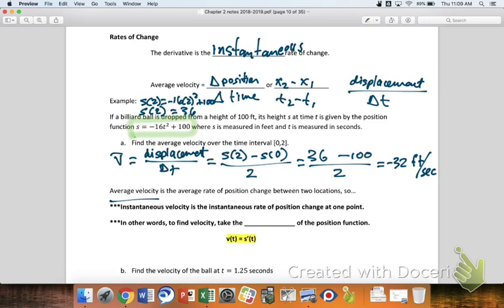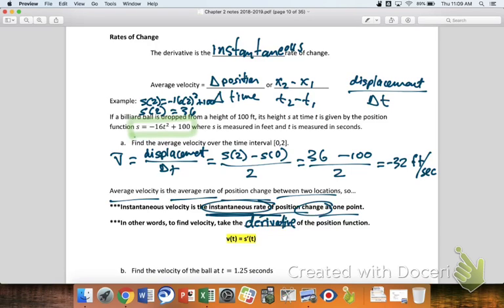So average velocity is the average rate of change of position between two times. So instantaneous velocity would be that instantaneous rate of position change at one point. So when you say instantaneous rate of change, what are we really talking about? Derivative. So if you want to find a velocity function, we need to find the derivative of the position function. Down below I've written v of t is equal to s prime of t. So the derivative of a position function will give you a velocity function.